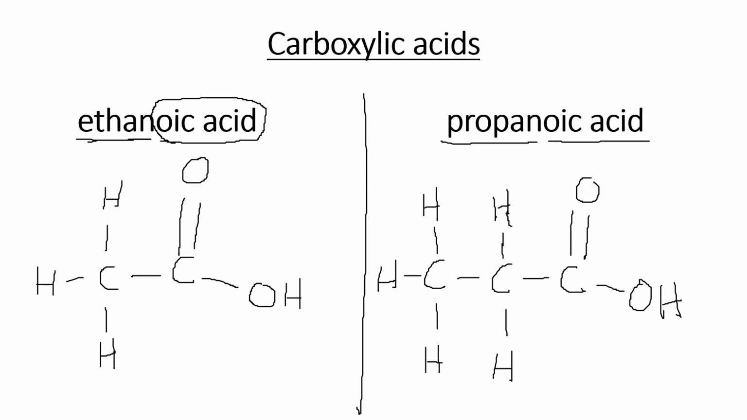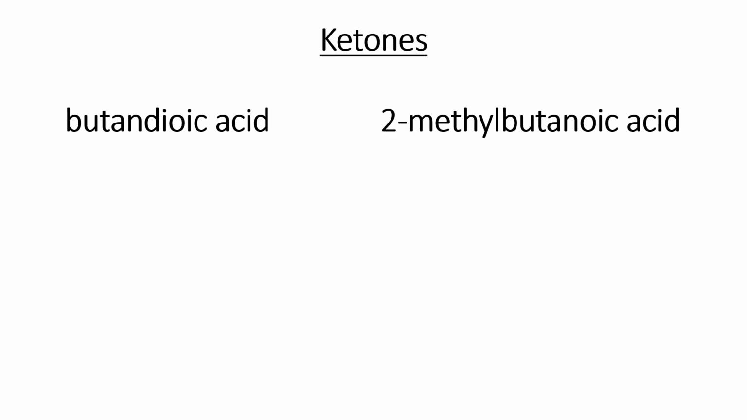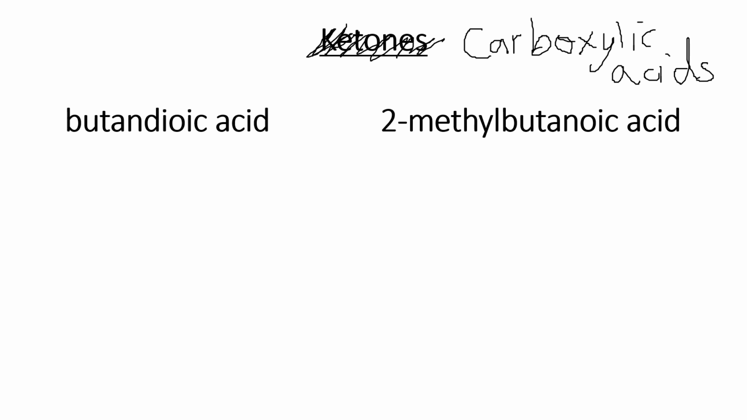And then 2 more examples just to finish the video. I don't know why it says ketones there. Let's cross that out. These are obviously carboxylic acids. So butandioic acid to start off with. Well, butan means 4, so 1, 2, 3, 4, and then so that's the butan bit. And then dioic acid means 2 lots of carboxylic acid.